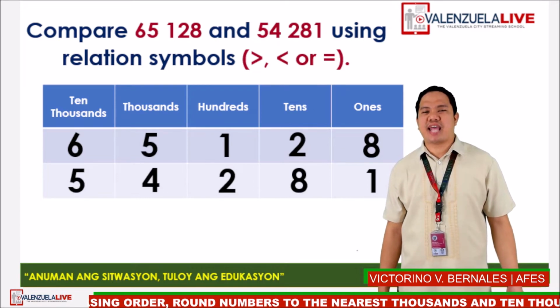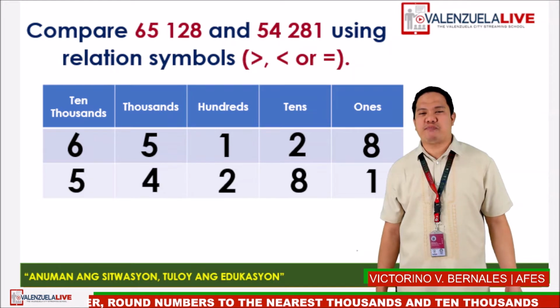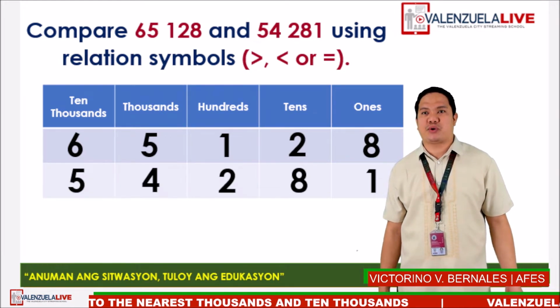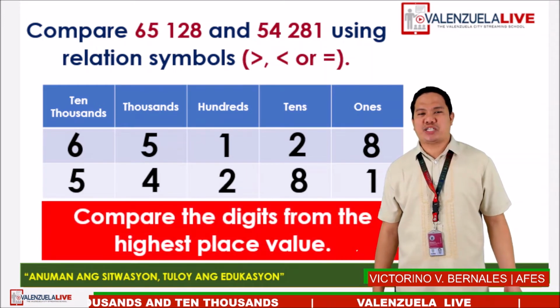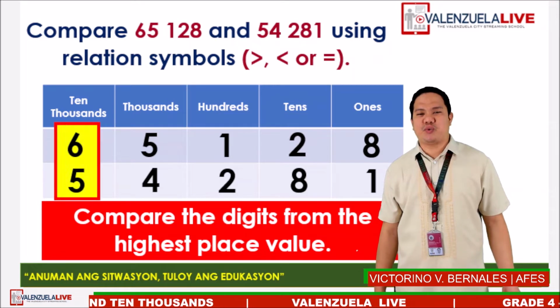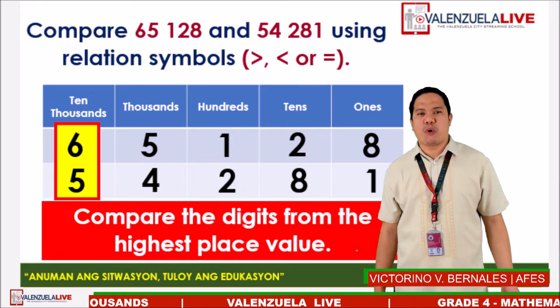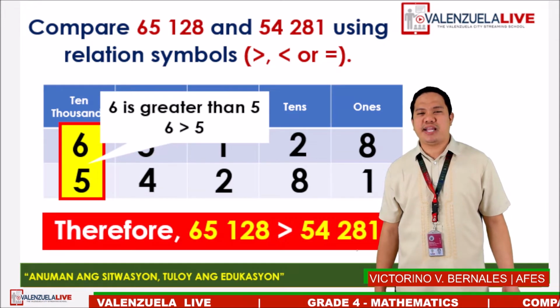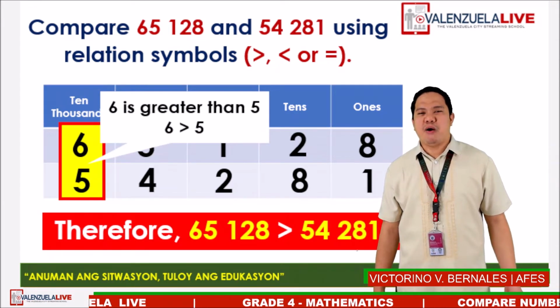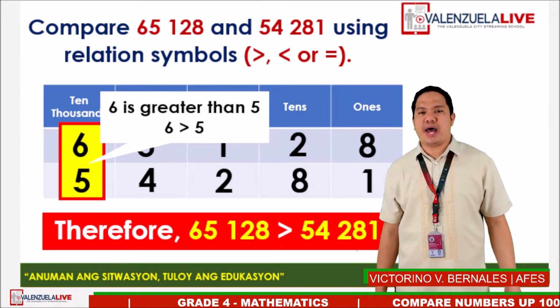Starting in the 10,000s place, the first pair of digits in each place value will determine which number is greater or less. Comparing 6 and 5, as we can see, 6 is greater than 5. Therefore, 65,128 is greater than 54,281.